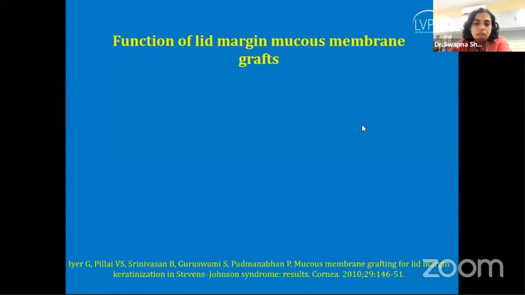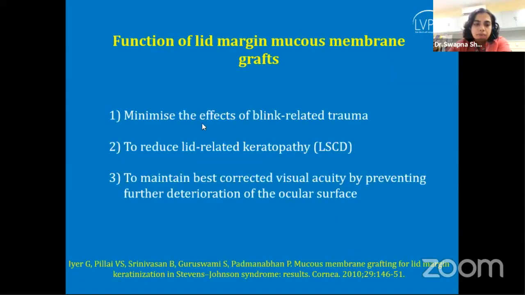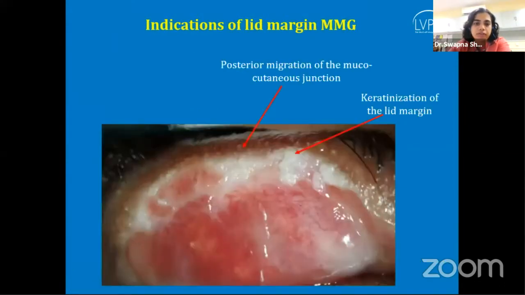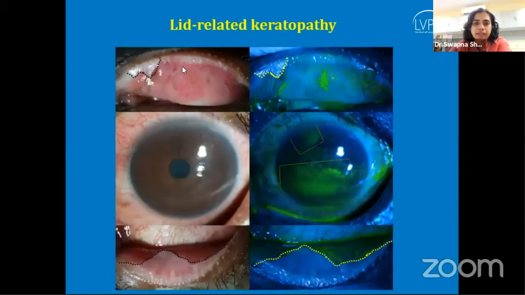So what is the function of lid margin mucous membrane grafts? It minimizes the effect of blink-related trauma. With every blink, this keratinized lid margin can cause a lot of corneal damage and can cause LSCD because of mechanical changes. And this also reduces lid-related keratopathy and maintains best-corrected visual acuity by preventing further deterioration of the ocular surface. So indications are again when there is keratinization of the lid margin associated with lid-related keratopathy.